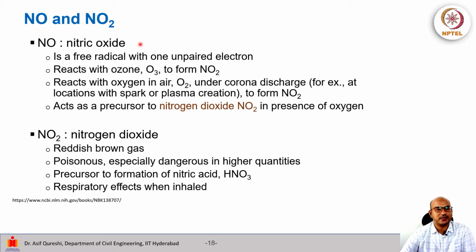Then we have nitric oxide and nitrogen dioxide. Nitric oxide is a free radical with one unpaired electron. So it will react with ozone, for example, indoors to form NO2, and it can also react with oxygen in air under discharge conditions, for example at locations where we have spark or plasma creation, to form NO2. So NO basically acts as a precursor to nitrogen dioxide in presence of oxygen. Nitrogen dioxide is a reddish brown gas, and it is dangerous in higher quantities. It's a poisonous gas, and it's also a precursor to the formation of nitric acid. So when we inhale this nitric acid, we are going to have respiratory discomfort at least.